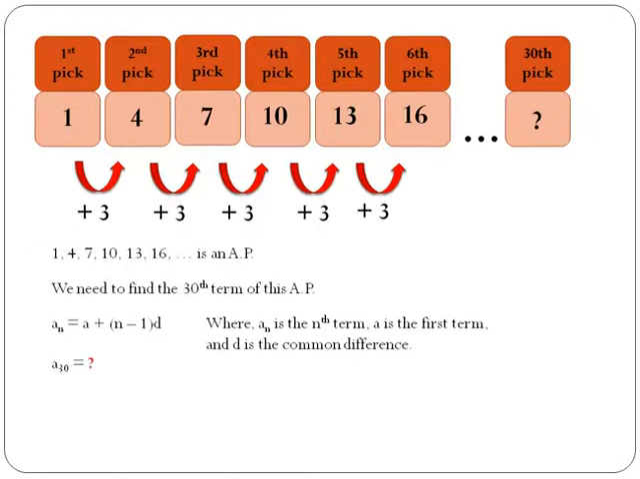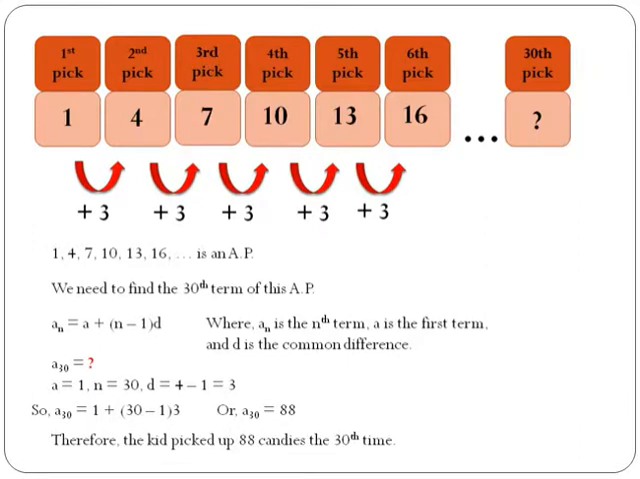Let's say we have to find A30, that is the 30th term of this AP. How will you find it? Over here, the first term, a, is equal to 1, n is equal to 30, and the common difference d is equal to 4 minus 1, that is 3. Let's put the entire thing in the given formula. So we get A30 is equal to 1 plus (30 minus 1) times 3, or A30 is equal to 88. Therefore, the kid picked up 88 candies the 30th time.